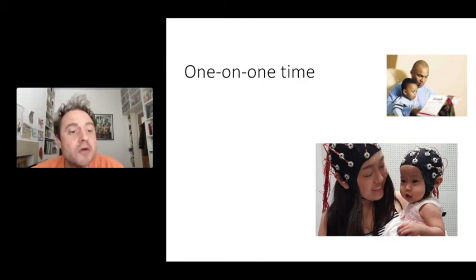We know that children are much more attentive when they're doing a task together with an adult. And we also know long term that children who spend more time engaged in one-on-one tasks are better at controlling the focus of their attention later on. So we're trying to understand the mechanisms for why this is.